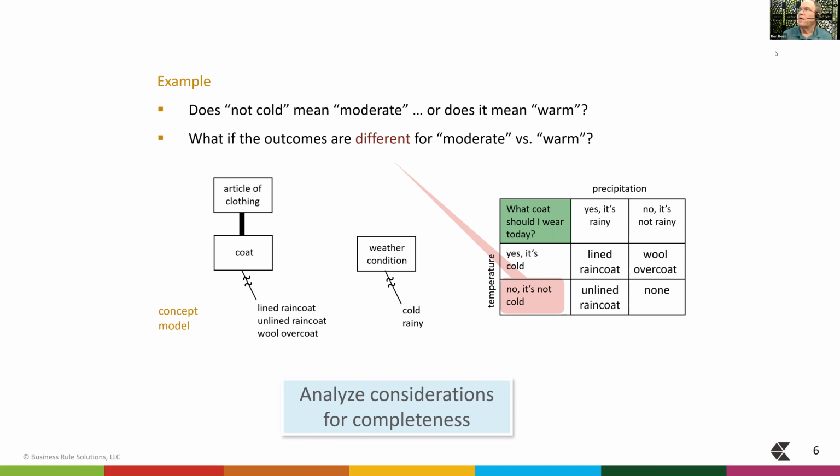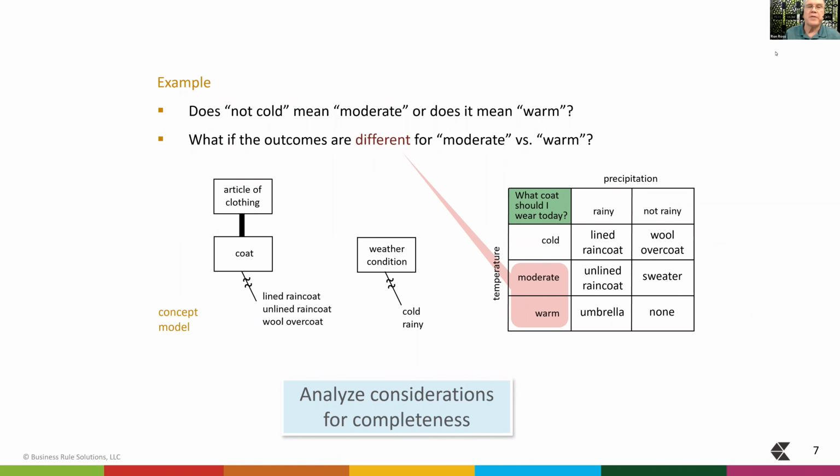Does that mean warm? Or does it mean just moderate? And is there a differential answer or decision based on which is the case? And so probably in dealing with Gladys, it turns out that yes, indeed, there is a differential answer to the question. So if it's moderate and rainy, she'll wear an unlined raincoat. Precipitation, she'll wear a sweater if it's not rainy. And then if it's warm, she uses an umbrella, and she doesn't use anything at all if it is not rainy.